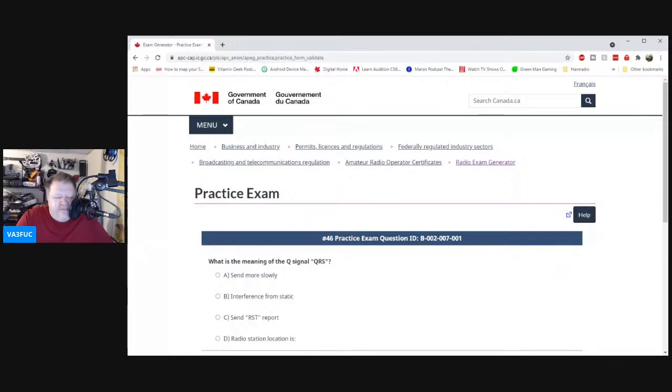Let's test your knowledge, guys. I know the answer for this. What's the meaning of the Q signal QRS? Is it A, send more slowly? B, interference from static? C, send RST report? D, radio station location? Now, I know which one it's probably going to be, but let's throw it out to you guys. QTH is station location, so we know D is already ruled out.